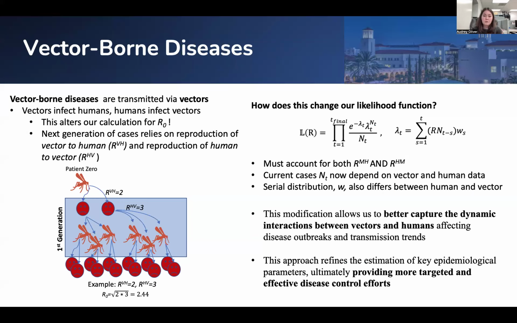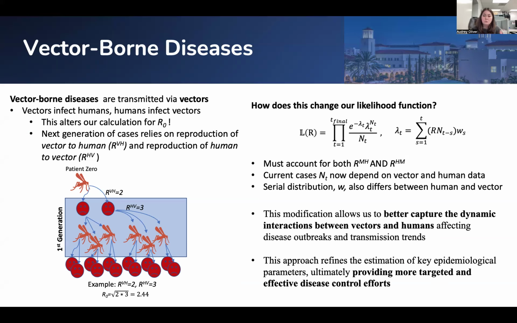The next generation of cases for the disease now relies on the reproduction of vector to human, which we can denote by RVH, and the reproduction of human to vector, denoted by RHV. And again, because one relies on the other, the overall R0 is computed using a geometric sequence of both RVH and RHV. Now, how does this affect our current likelihood function we've been discussing?